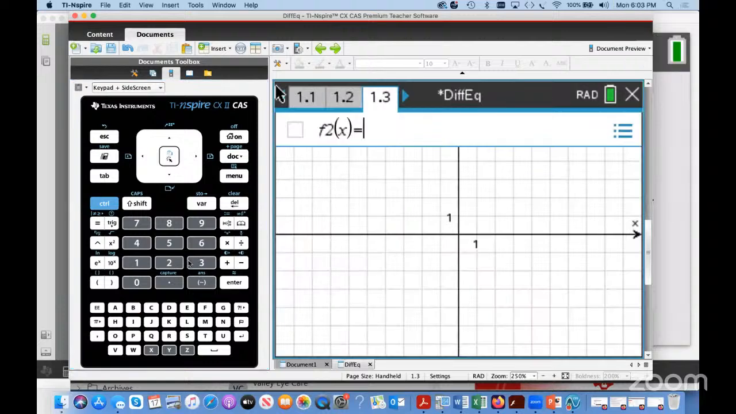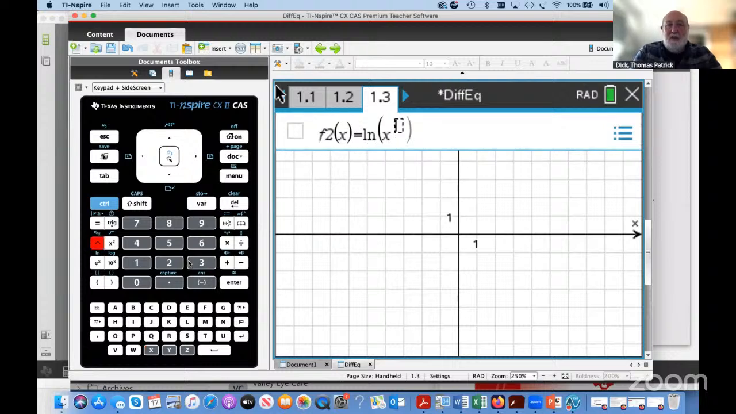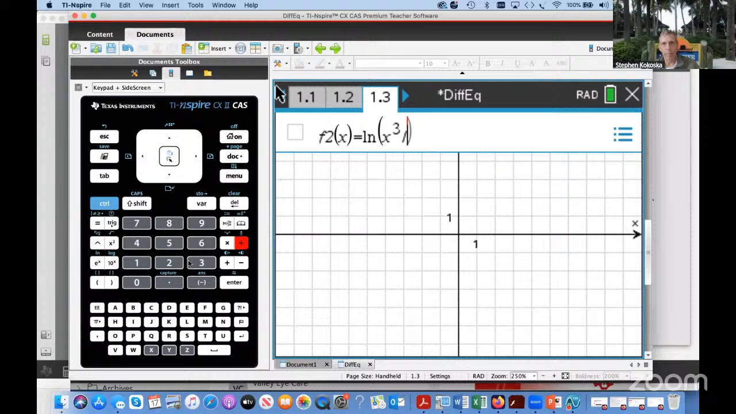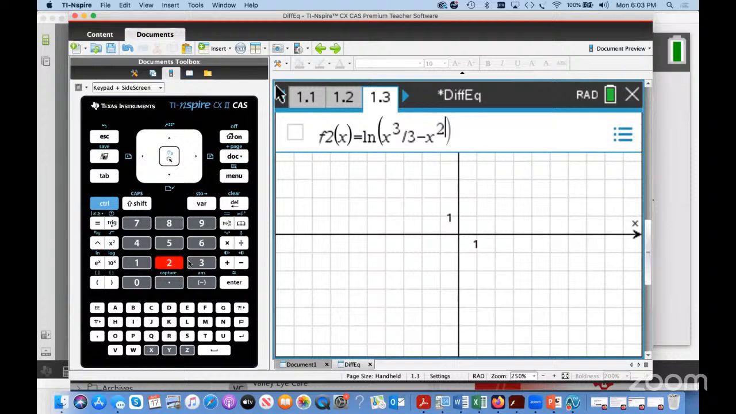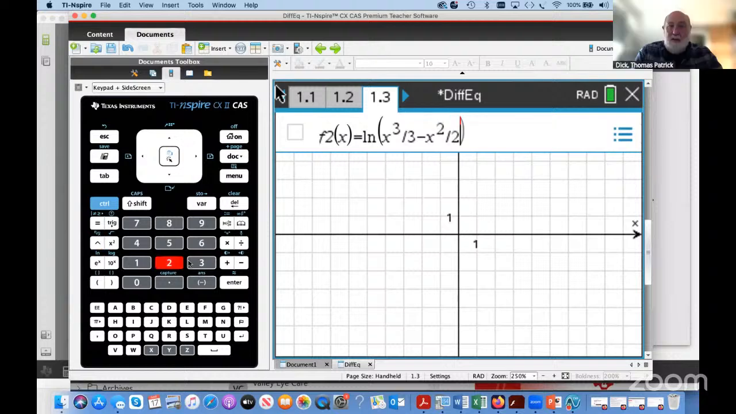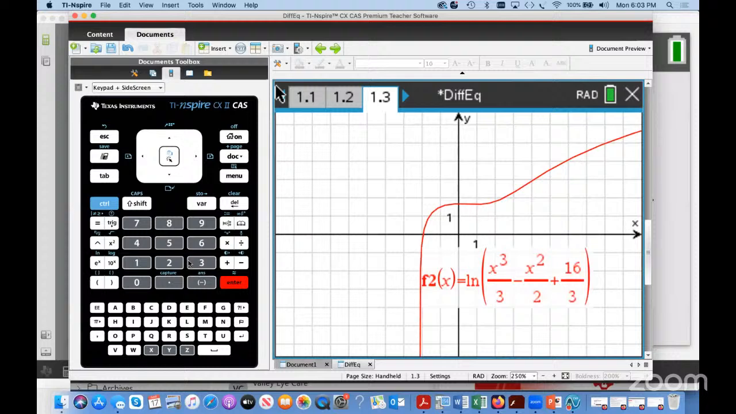Get you a clean sheet of paper. We're looking at natural log of x, third divided by 3, minus x squared over 2, plus 16 over 3. Yep. Oh, that's pretty good.